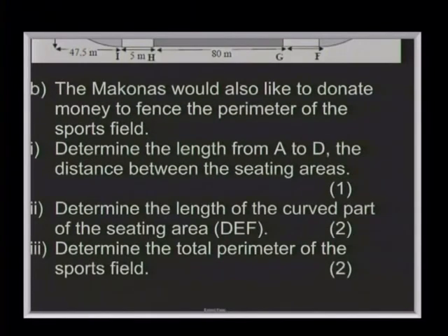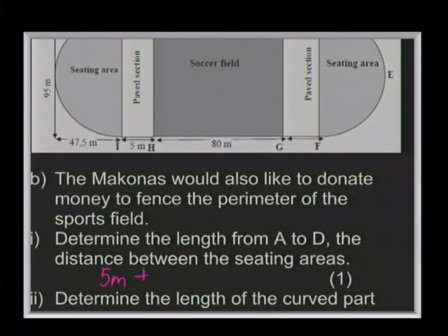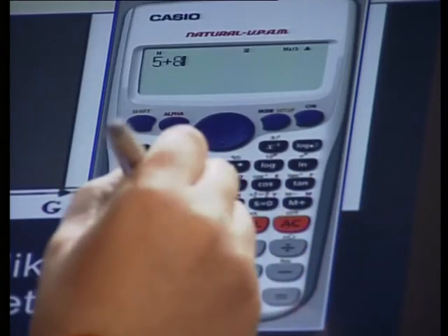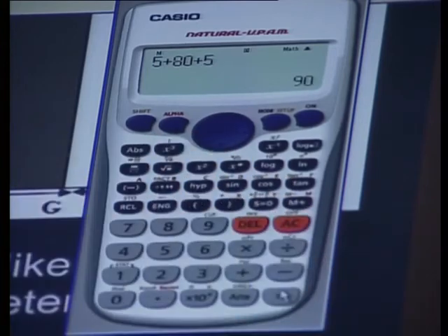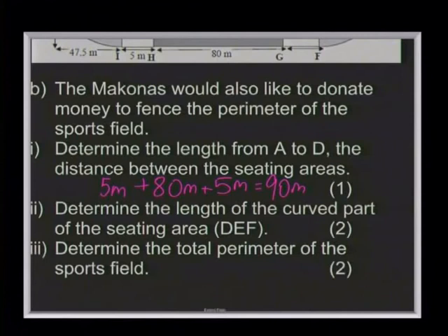So it is basically my paved area. I'm going to actually do this here. It is my 5 meters plus the length of the soccer field, which was 80 meters, plus another paved section. And now I don't know if we need a calculator, but if we do, let's do it on our calculator. 5, not times, plus 80 meters for the field, plus 5 gives me 90 meters. So that is 90 meters. I'm sure I'm going to need that calculation later on in the question.